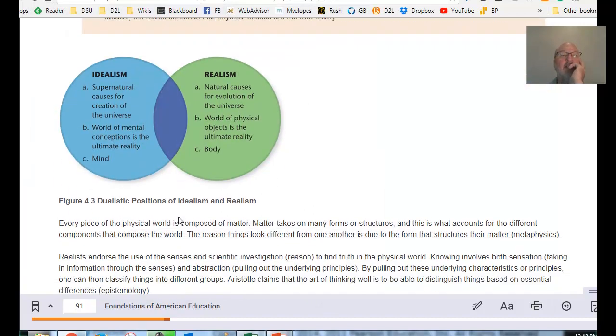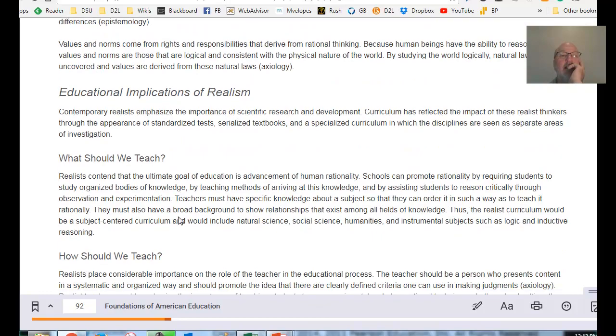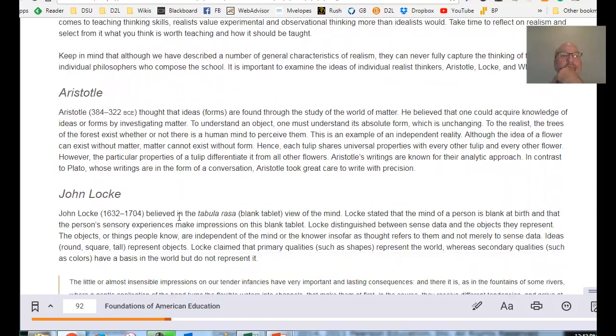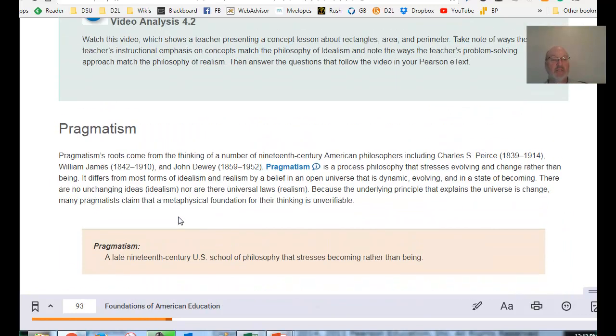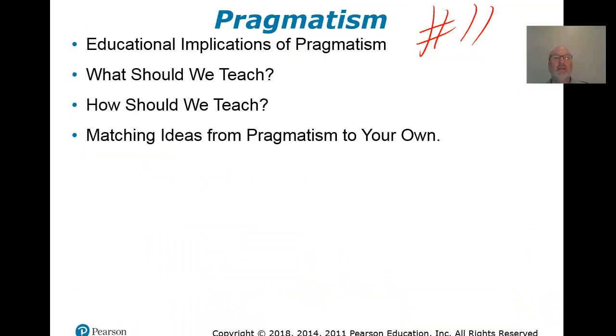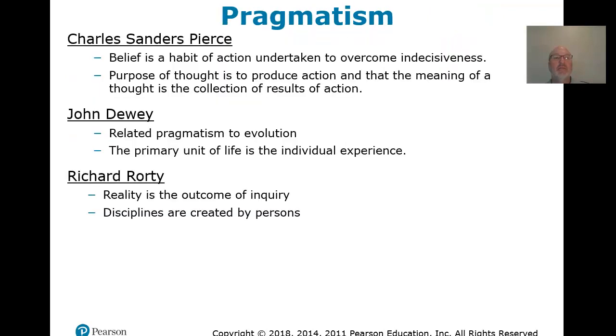And you get that. Okay, this is all with realism. And then pragmatism. What's pragmatism? Go through this. We went through that. Here are these people that worked on it.